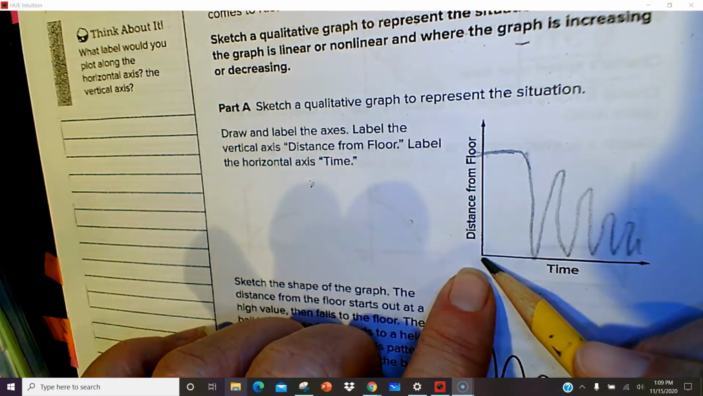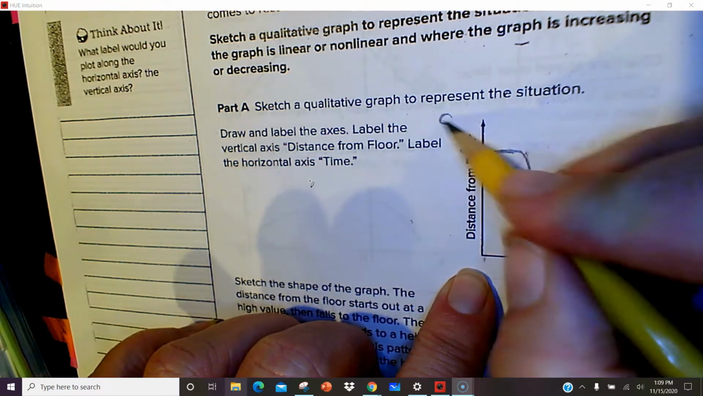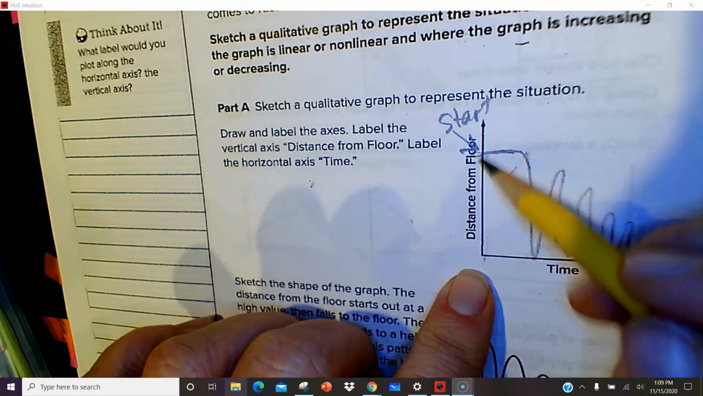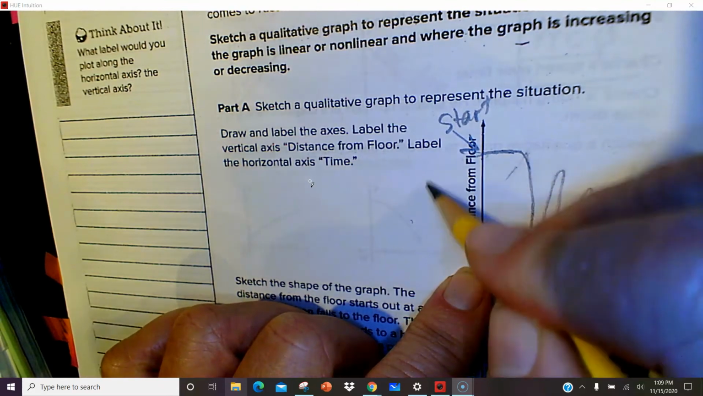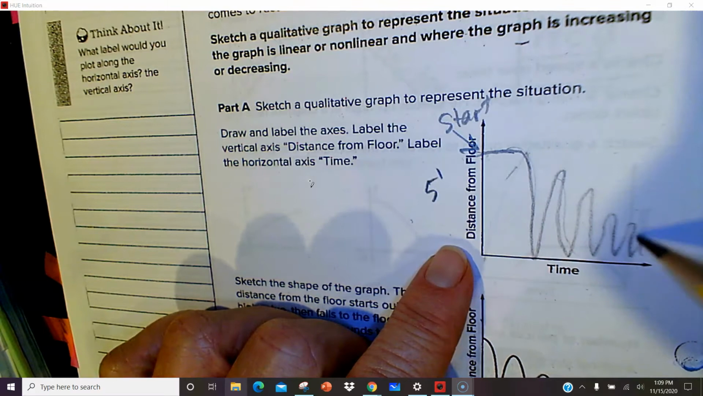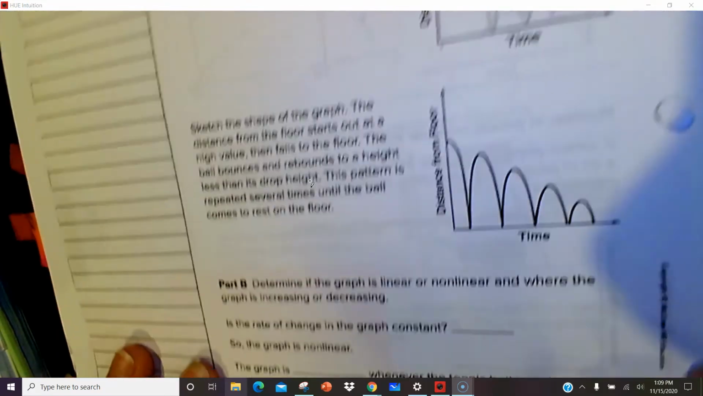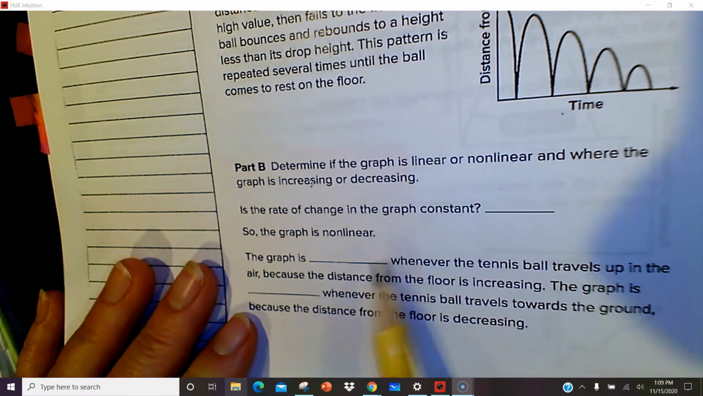If I had started throwing up this way, so I'm starting here, I'm going to go down here, so this is my starting point here. So I started here, so this might be, I don't know, 5 feet. All right, so ba-boing, ba-boing, ba-boing, ba-boing. That's what it should look like, something crazy like that. Oh, yep, there you go. Boom, there it is. Okay.